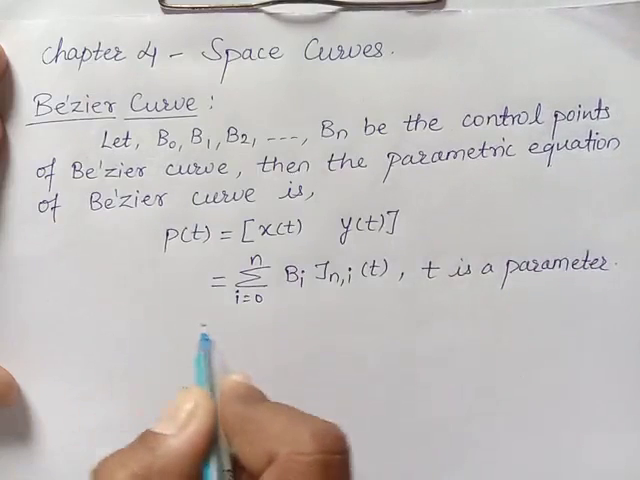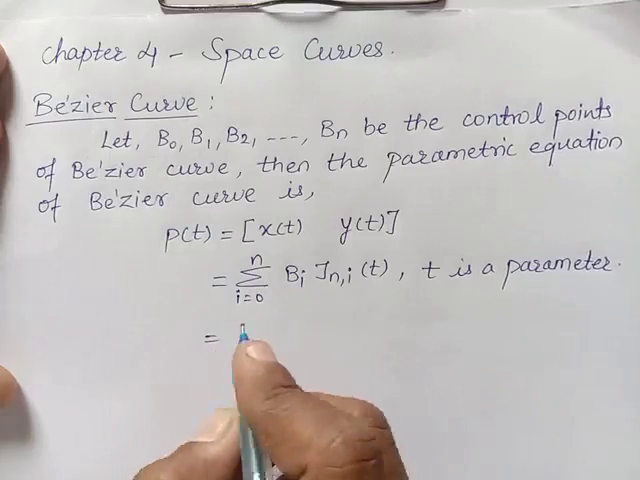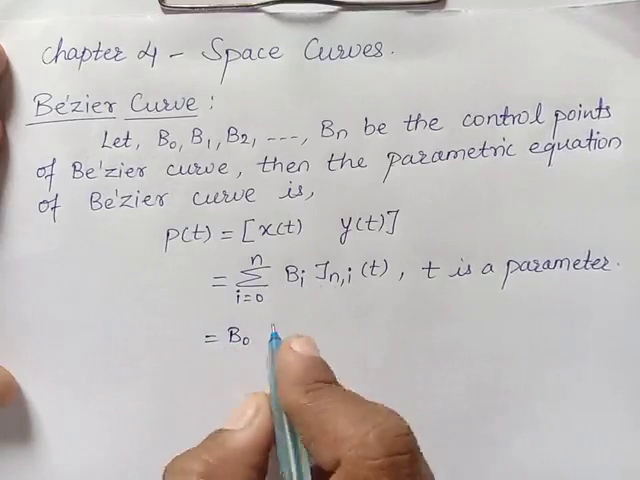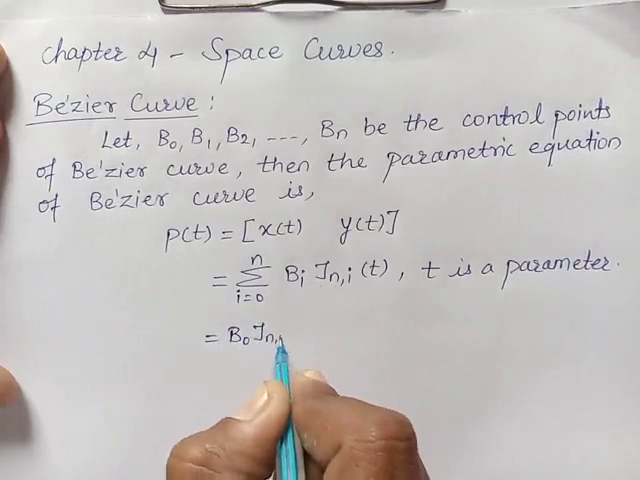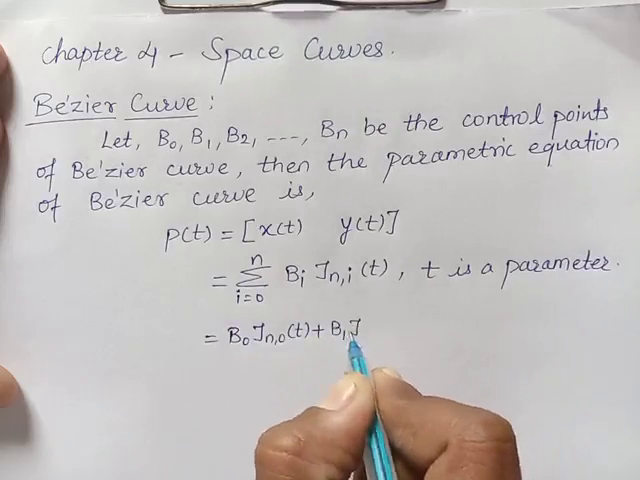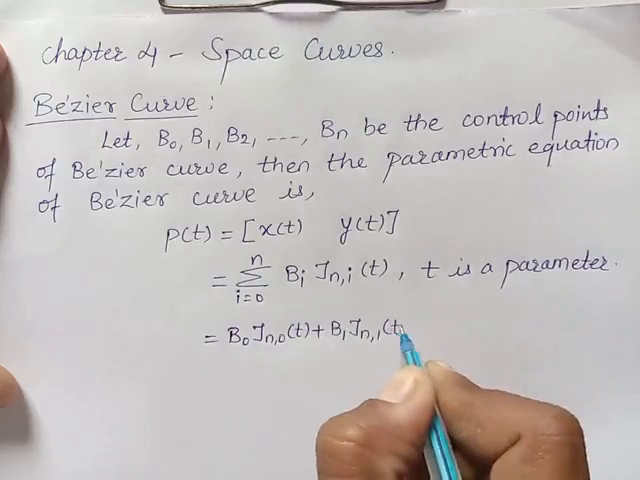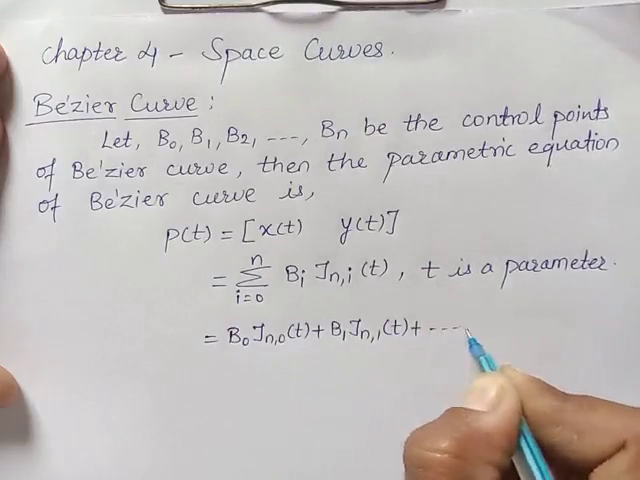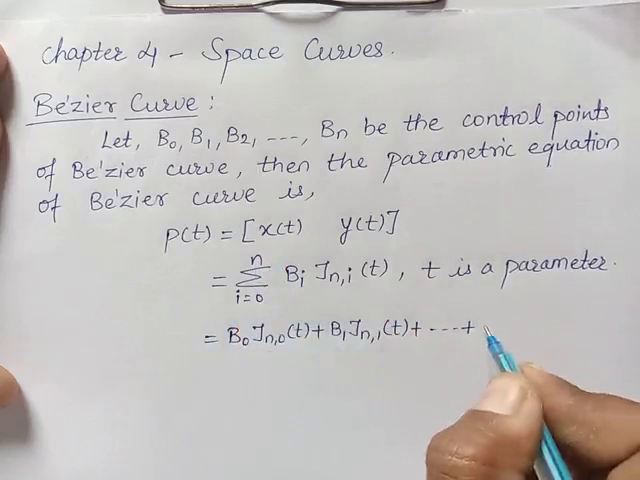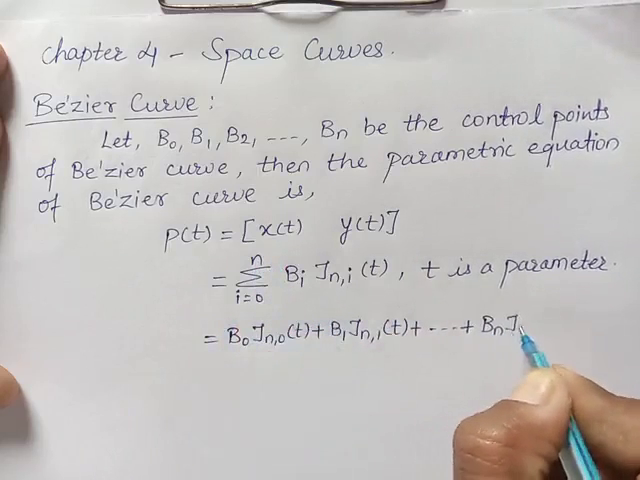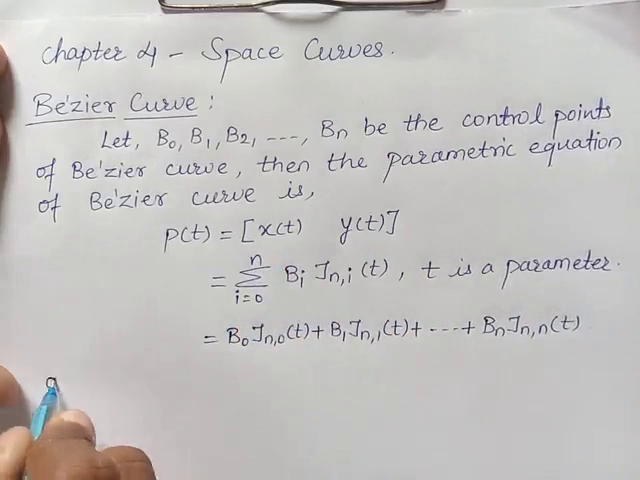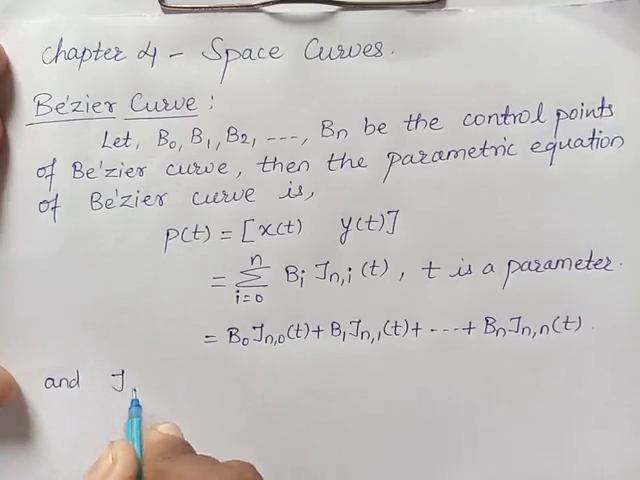Now what does this exactly mean? This is nothing but summation. So here it can be written as, putting the values of i, B0 Jn0 of t plus B1 Jn1 of t plus so on up to, i varies from 0 to n, so it will be Bn Jnn of t. Okay. And what is this Jni of t?